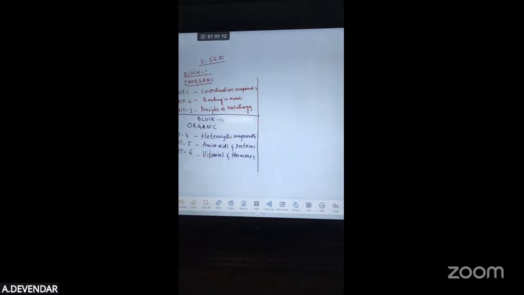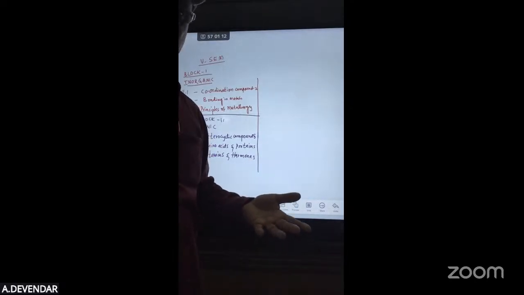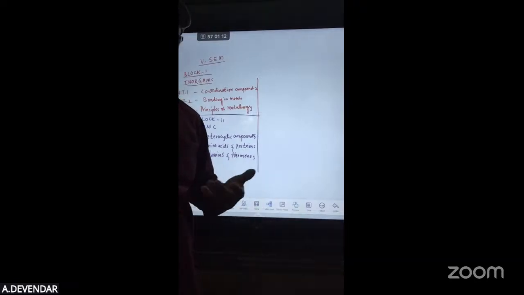See friends, if you go through these lessons, the first unit, coordination compounds, is already a continuation from the 4th semester. It is repeated. Then bonding in metals. So the first 2 units are very simple. Even if you eliminate them, nothing to worry about. Coordination compounds is an extension of coordination compounds 1. Complex compounds are formed. What is the stability of the complex compounds? How are the ligands there? How are the chelate compounds there?